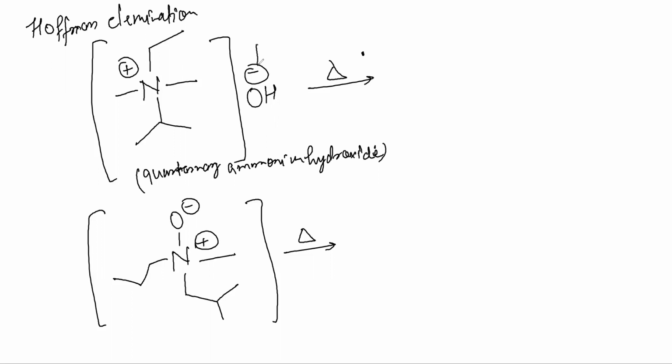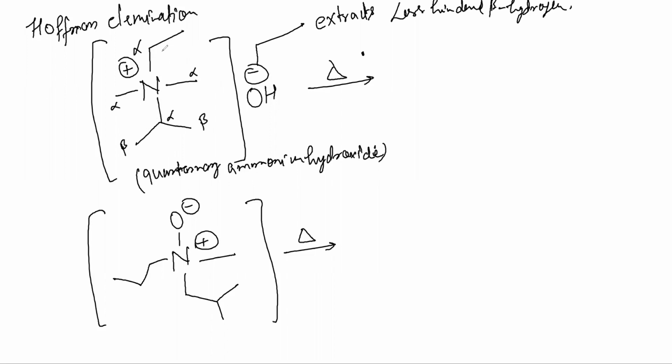Now what this OH minus does, it extracts less hindered beta hydrogen. I hope you remember this. It extracts less hindered beta hydrogen. So I hope you can see here, with respect to this nitrogen, this carbon will be alpha. This will also be alpha, alpha, alpha. But this story is not about alpha, it is about beta. So it is beta. This is also beta. And this is beta. So I have 3 beta carbon atoms.